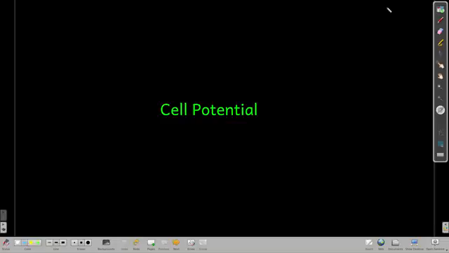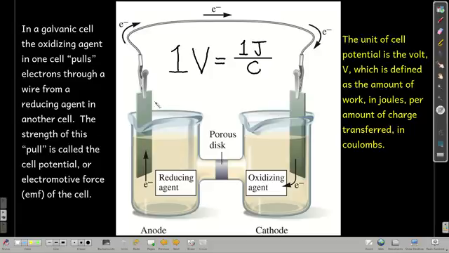In this module, we're going to talk about what are called cell potentials. Now, when you have a galvanic cell, you have one side of it in one cell, the oxidizing agent pulling electrons away from the reducing agent through a wire. How strongly the oxidizing agent pulls those electrons is called the cell potential, or the electromotive force, EMF, of the cell. The unit of this EMF or cell potential is the volt.